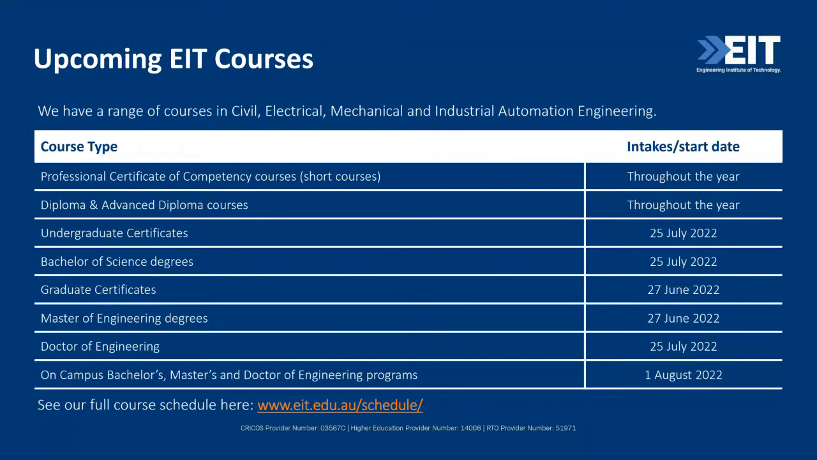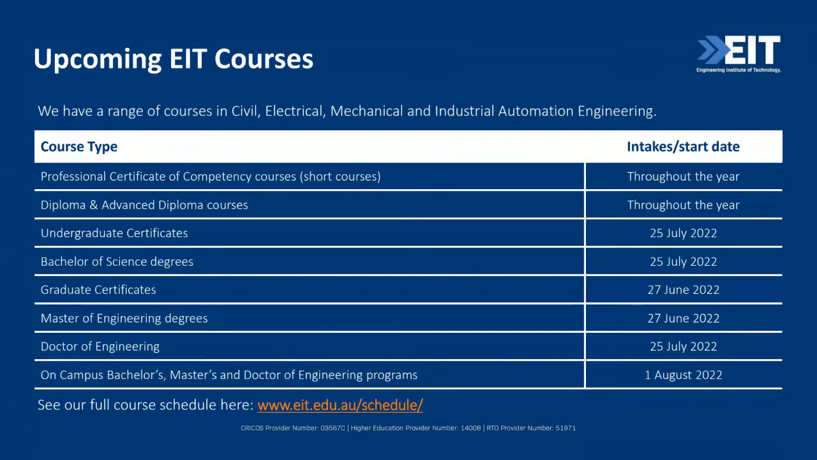So just to briefly run through our course overview, our short courses, diplomas and advanced diplomas run throughout the year. We have a range of different courses in those course types, and the best way to look at those intakes is to go to our schedule page on our website and have a look at the whole year. You can see all of our courses and all of the upcoming intakes. So that's the best way to see them.